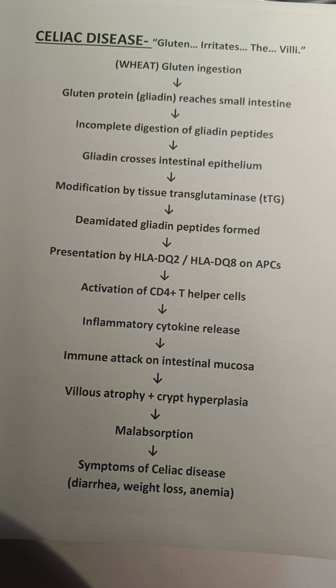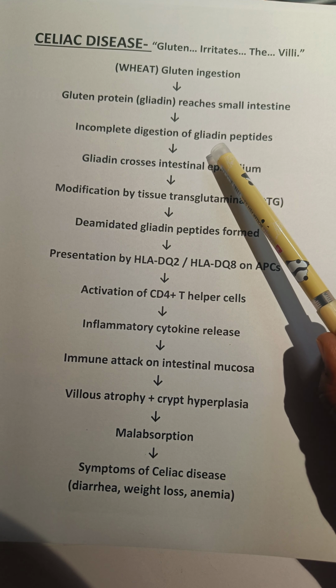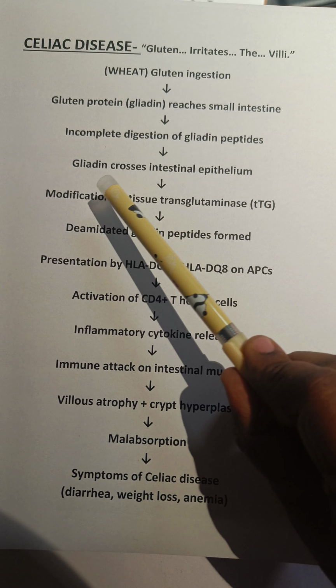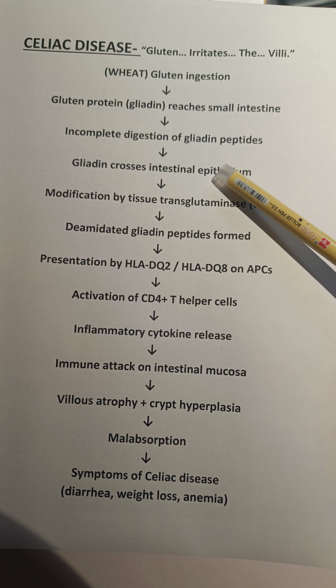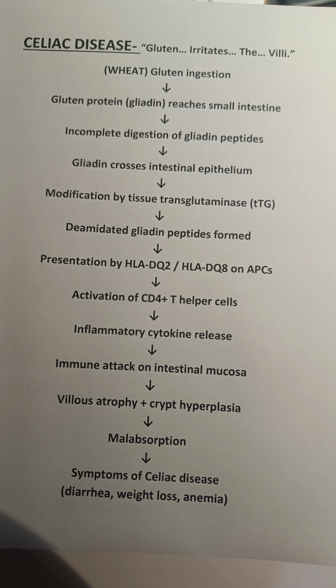Normally, in a healthy person, the proteins we take are completely digested into amino acids. But gliadin is resistant to digestion, so some peptides remain partially undigested. As you can see here, there is incomplete digestion of gliadin peptides. This gliadin gets absorbed in the small intestine, mainly in the duodenum and jejunum.